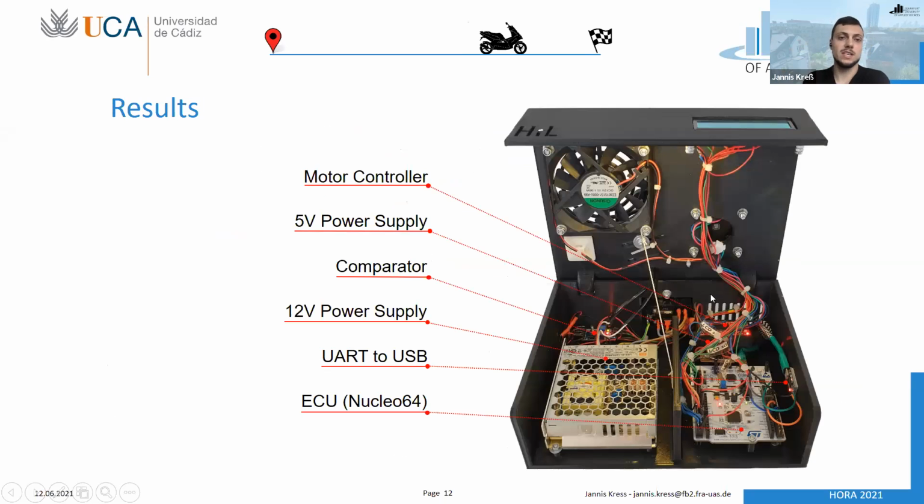When you open up the test bench, you can find the stepper motor controller on the upper right side. So this red block is the stepper motor controller. Below, it's not visible here, is the 5 volts power supply. On the left side here, the comparator for pre-processing the two sensor signals. We have a 12-volt power supply. This small device on the right is the UART to USB converter. And here, the very well-known ECU, a Nucleo 64 board.